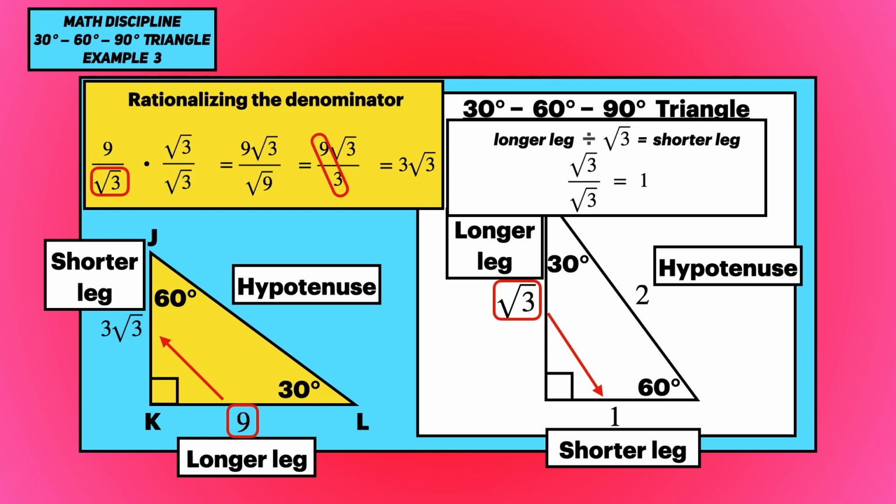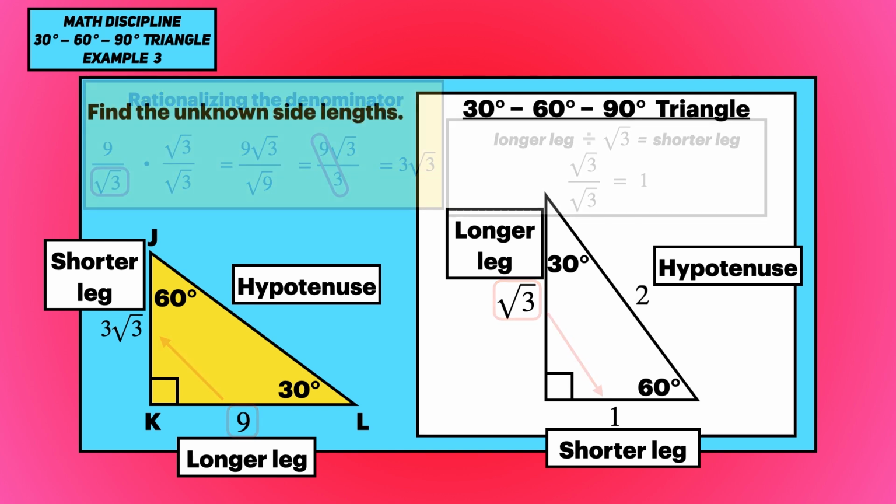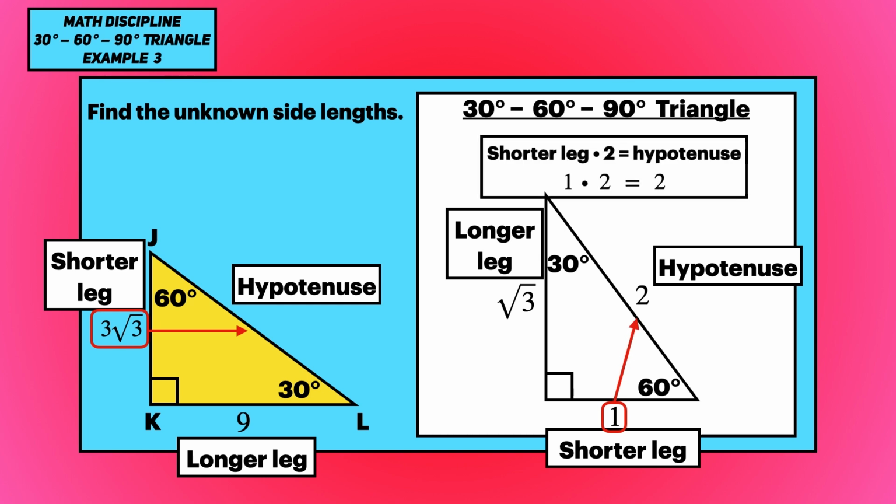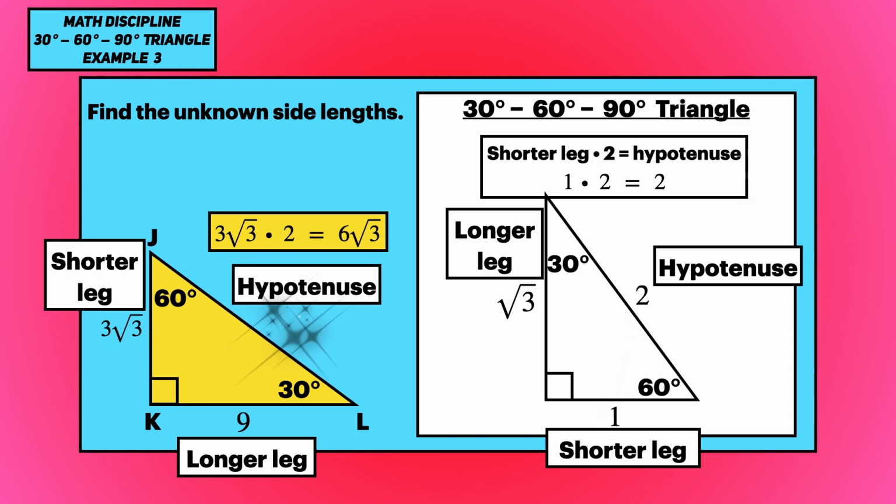Now we still need to find the length of the hypotenuse. Since we now know the length of the shorter leg, all we have to do is multiply the shorter leg times 2 to get our hypotenuse. So we multiply 3 square root of 3 times 2, and that gives us the length of our hypotenuse, 6 square root of 3.